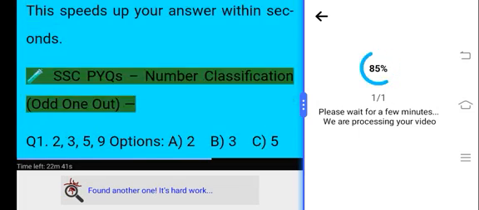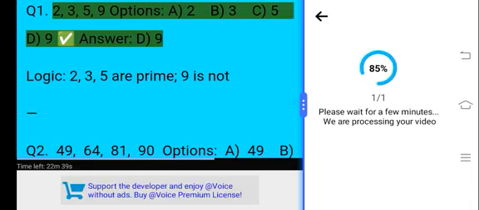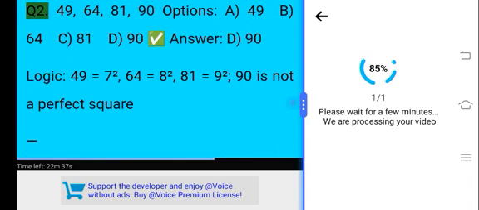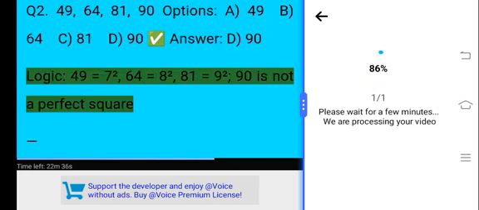SSC PYQs, number classification, odd one out. Q1. 2, 3, 5, 9. Options: A, 2; B, 3; C, 5; D, 9. Answer: D, 9. Logic: 2, 3, 5 are prime, 9 is not. Q2. 49, 64, 81, 90. Options: A, 49; B, 64; C, 81; D, 90. Answer: D, 90. Logic: 49 equals 7 squared, 64 equals 8 squared, 81 equals 9 squared, 90 is not a perfect square.